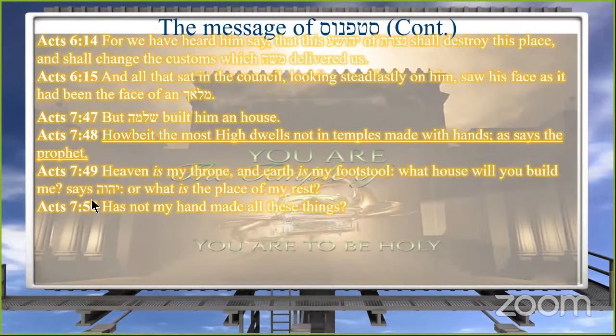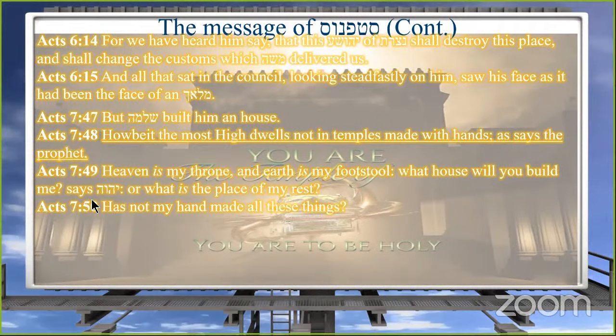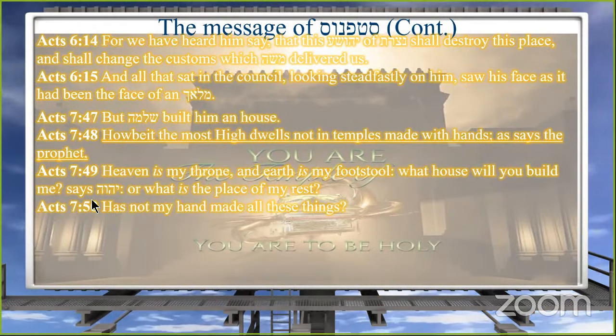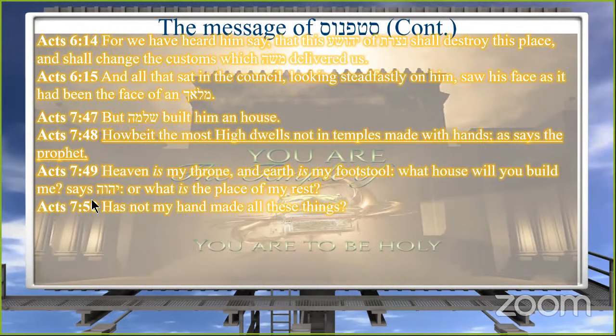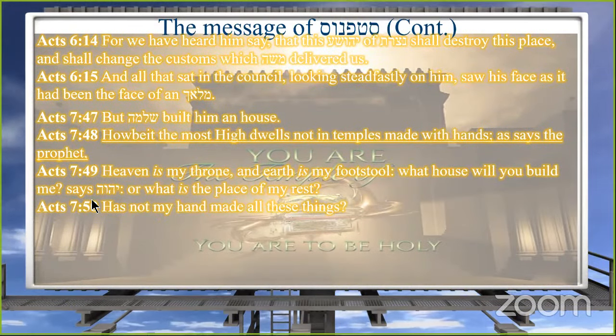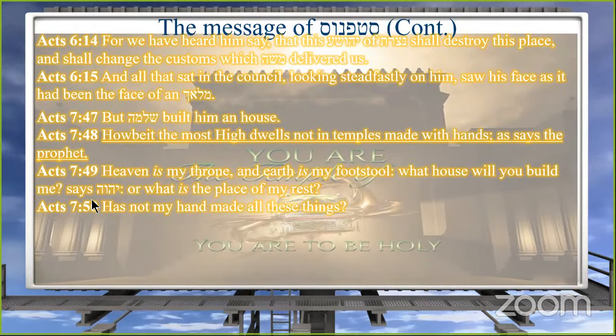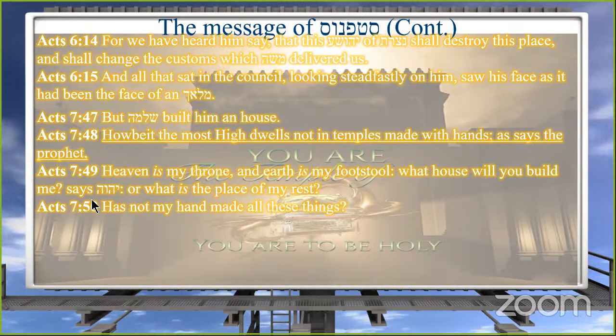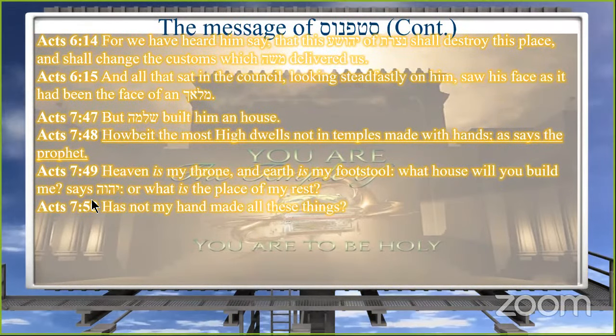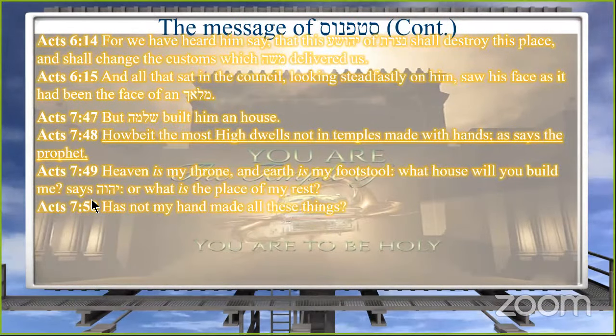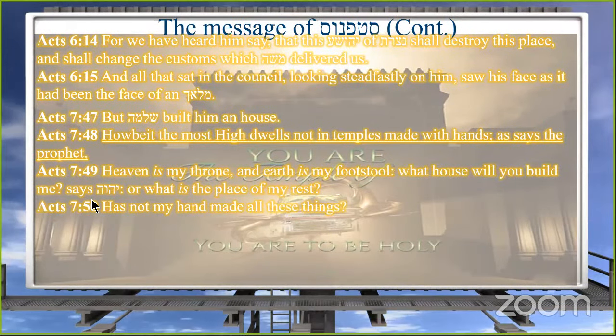Well, the place of rest, as Hamashiach said, is that we are the living temple. So I guess my answer would be, Father, I am your living temple. Okay, that's your answer? That's what Hamashiach said. Well, I thank you for your answer.